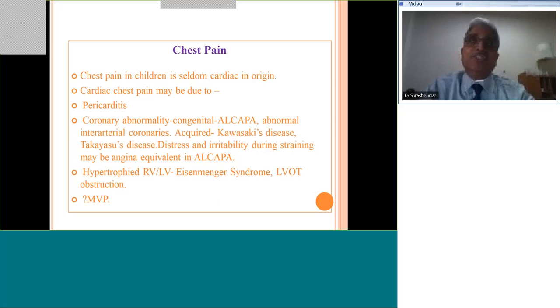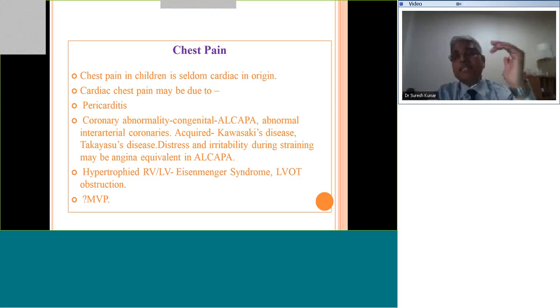Pericarditis is one such reason. If the child has fever and is complaining of chest pain, it's probably pericarditis. Also, in a post-op child, pericarditis is a common cause for chest pain in the post-op phase. Most serious causes are exceedingly rare. Coronary abnormalities like ALCAPA, if it has survived into an older child or an adult, might present with chest pain. Abnormal course of the coronary arteries.